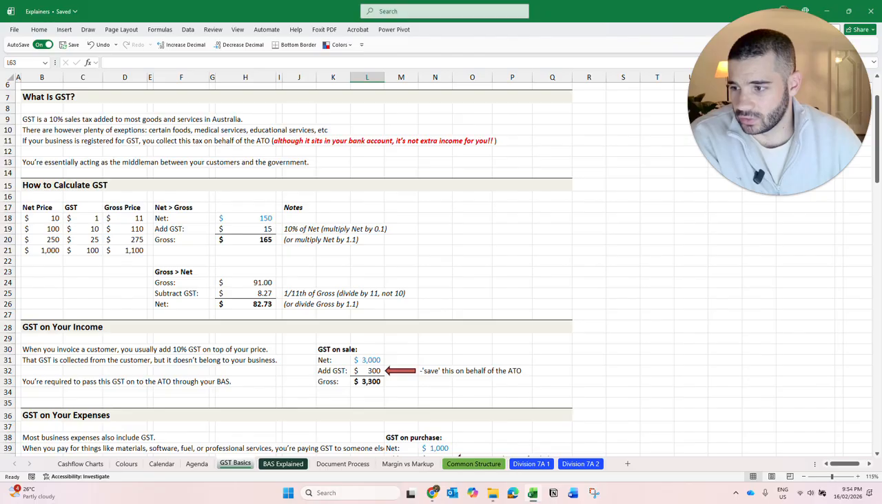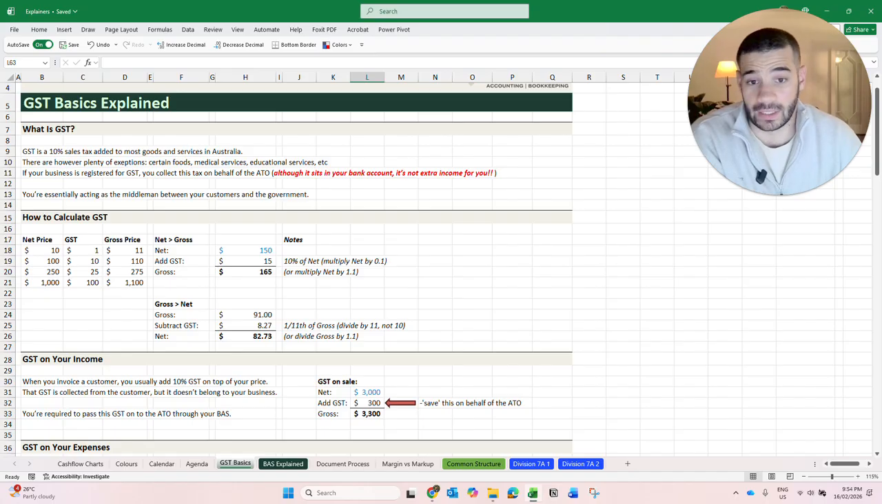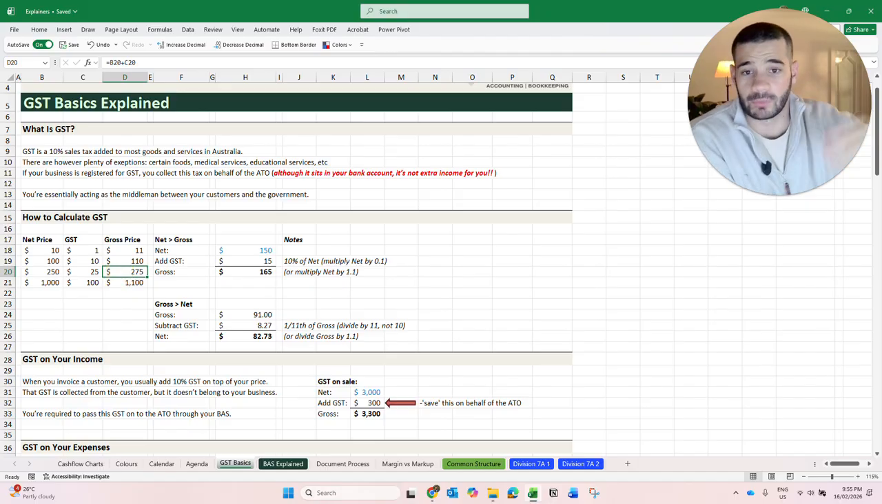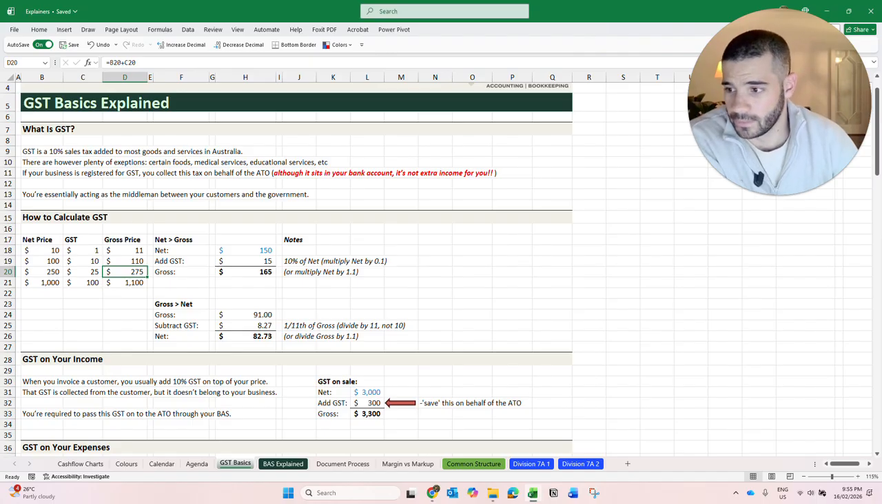So let's just look at how you would calculate GST. As I said, it's 10% added onto the net price. So for example, a net price of $10, we add 10%, being $1, and we get to $11. Fairly straightforward. Net price of $2.50, we add 10%, we get to $2.75. And so if we're trying to go from a net price to a gross price, most people I think understand how to do that. We put in our net price, we add our 10%, and we get to our gross price.